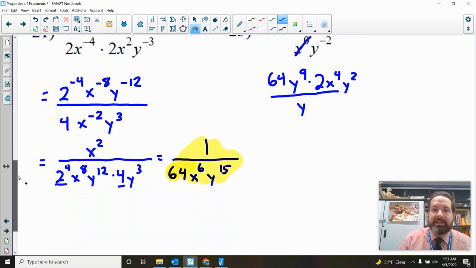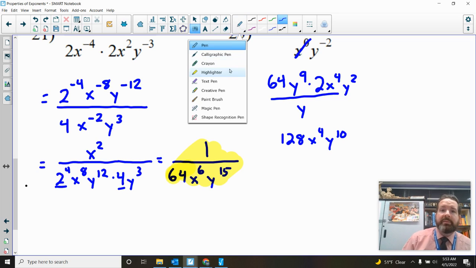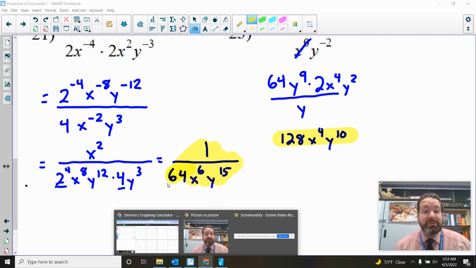Okay, let's wrap things up. 64 times 2, that's 128. X to the 4th, there's no other x's. As far as y's go, I've got y to the 9th times y to the 2nd, that's y to the 11th. Divide one of those y's away, we're left with y to the 10th. And there they be. So keep track of things. You should end up in good shape.